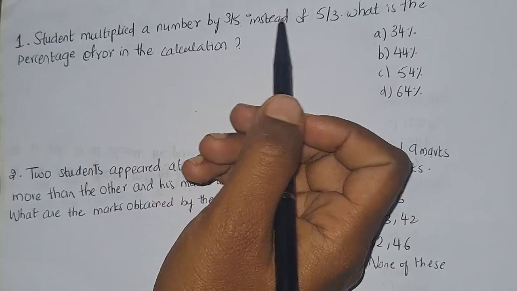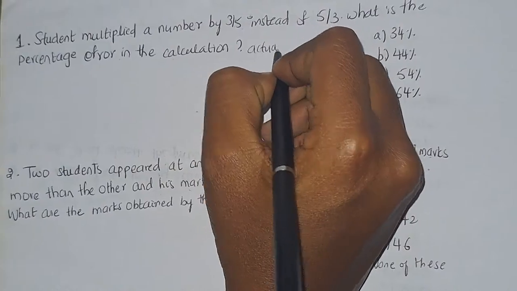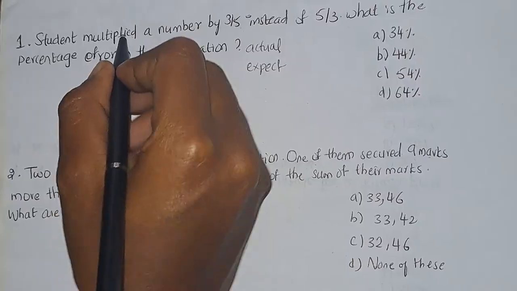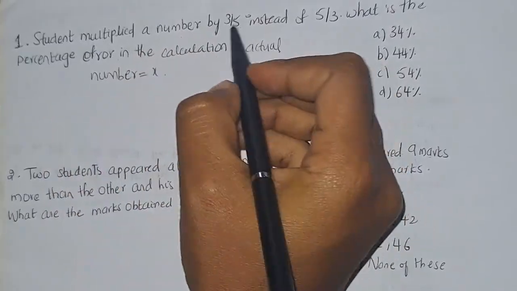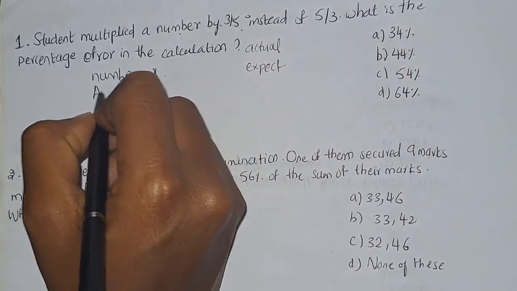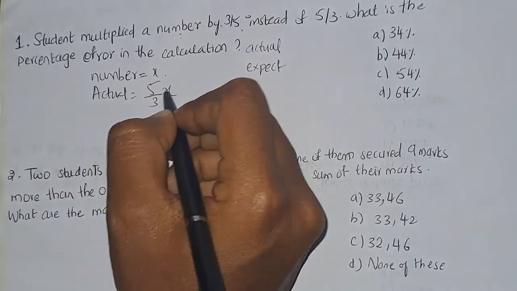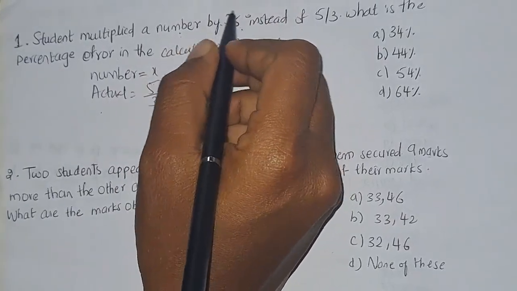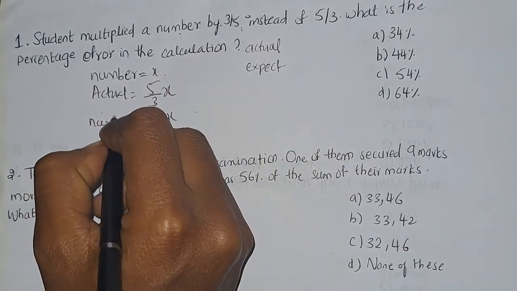In this question, to find out the percentage error in the calculation, we have to know the actual number and the expected one. Here, a student multiplied a number, let us say the number is x, by 3 by 5 instead of 5 by 3. Actually, we have to multiply it by 5 by 3. So when we multiply the number by 5 by 3, we will get 5 by 3x. But here he multiplied with 3 by 5. So this is your present number.